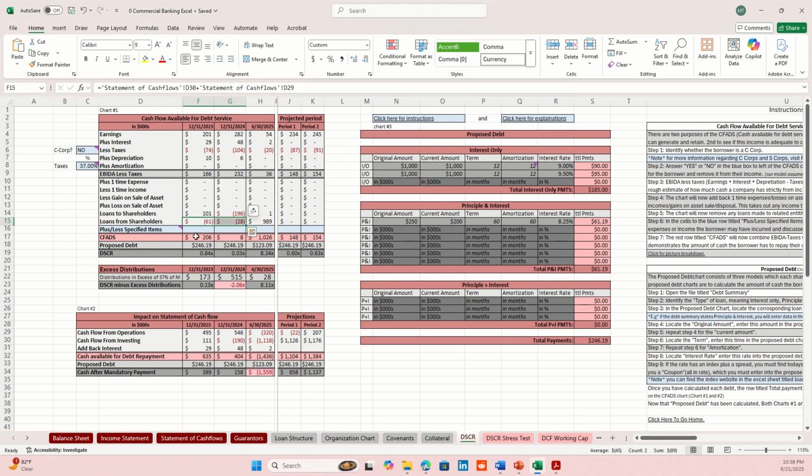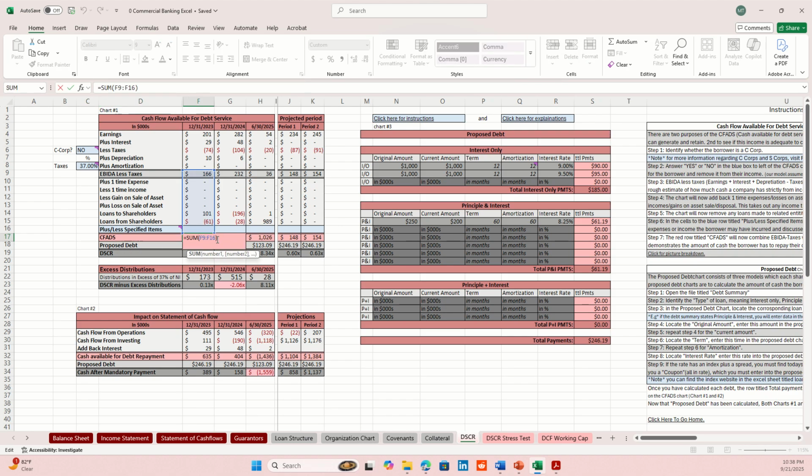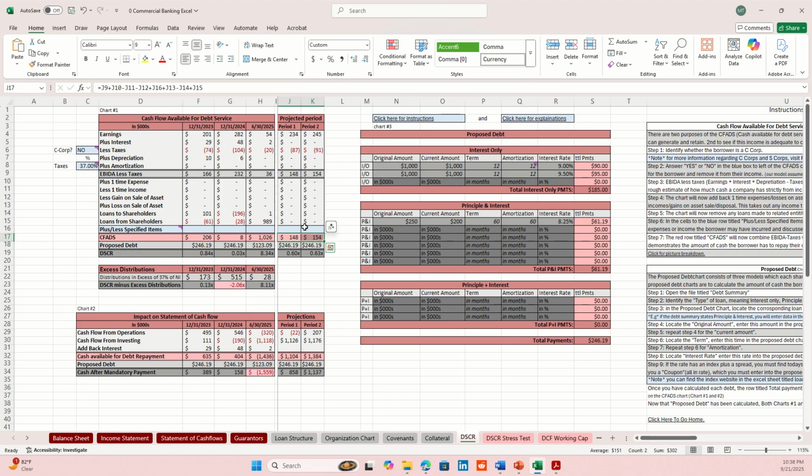So, I want y'all to take note of something. CFADS. What is CFADS doing? What is cash flow available for debt service doing? It adds up all of these rows. So it takes EBITDA less taxes and then it adds back and subtracts out one-time occurrences. And what that does is it gives us a clear picture of what normally happens with the company's cash flow.